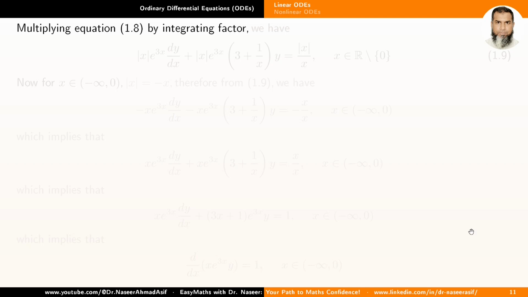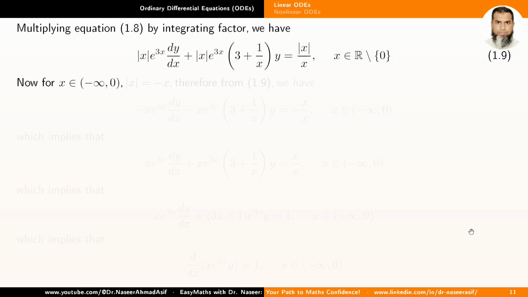Multiplying equation 1.8 by the integrating factor, we have absolute x into exponential of 3x dy by dx plus absolute x into exponential of 3x into 3 plus 1 over x into y is equal to absolute x over x where x belongs to R other than 0.